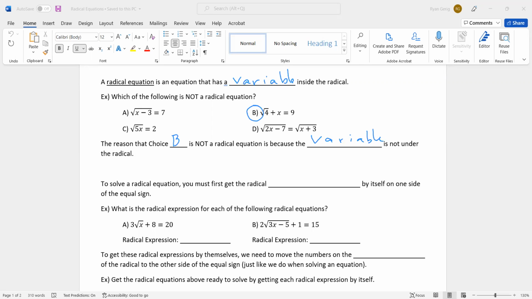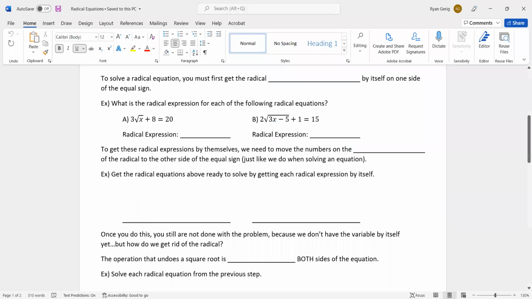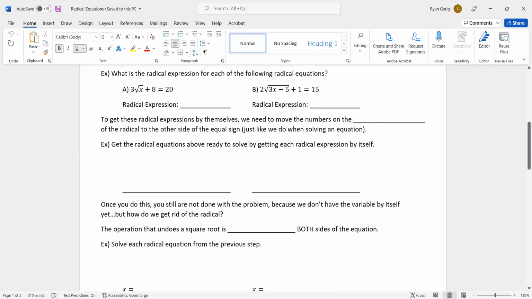To solve a radical equation, you must first get the radical expression by itself on one side of the equal sign. So I'm going to talk about that several times, not only in these notes, but in class. What is the radical expression in part A? Well, the radical expression is radical x. In part B, the radical expression is the radical 3x minus 5.